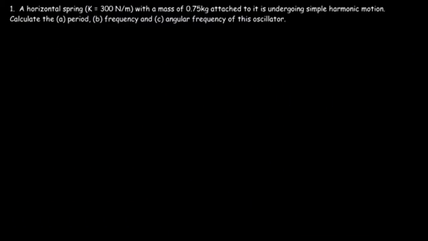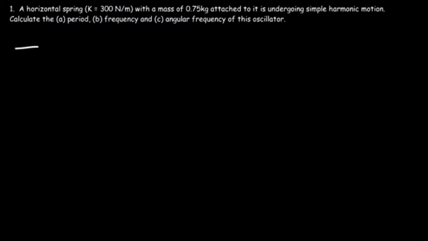In this video, we're going to talk about how to solve some basic simple harmonic motion problems in physics. So let's start with number 1. A horizontal spring with a mass of 0.75 kilograms attached to it is undergoing simple harmonic motion. Calculate the period, frequency, and angular frequency of this oscillator. If you want to try this problem, feel free to pause the video and work on it.